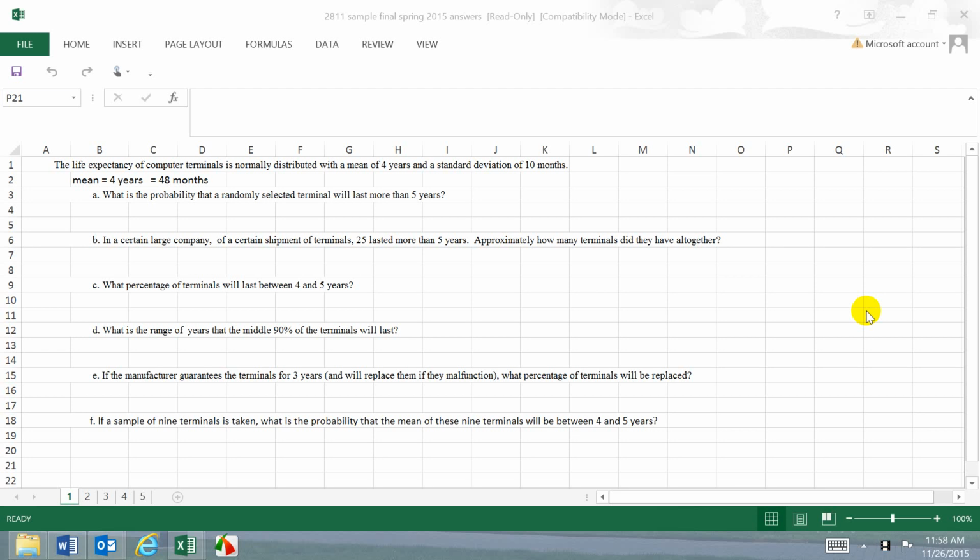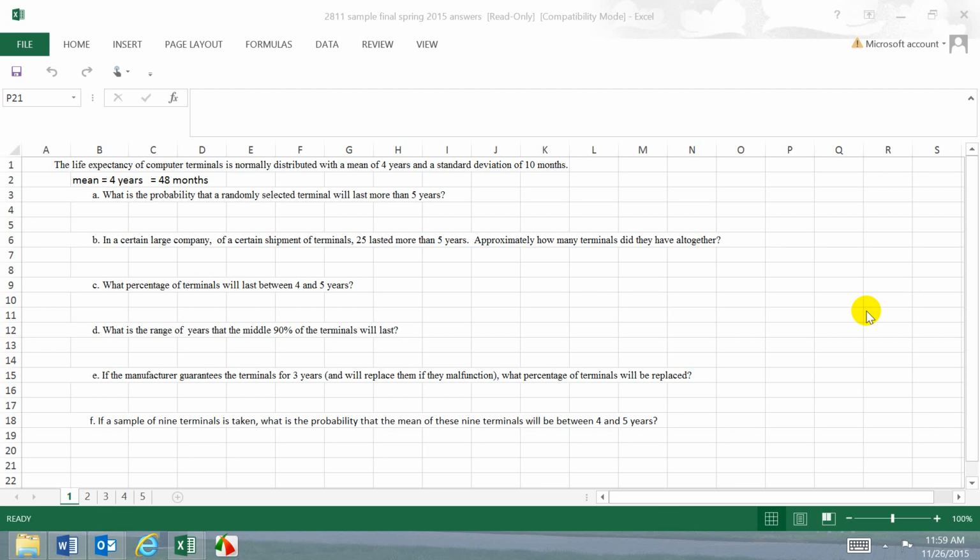So the first thing we have to recognize is that the mean is given in years and the standard deviation is given in months. So we've got to convert them to the same units. Let's say for simplicity we'll convert them to months. So if the mean is 4 years, 4 times 12, that's 48 months. So we have a mean of 48 months and a standard deviation of 10 months.